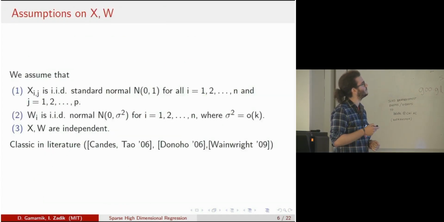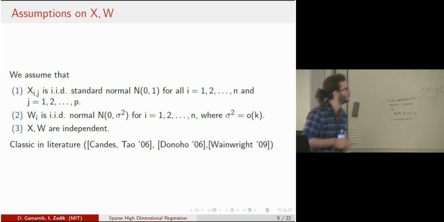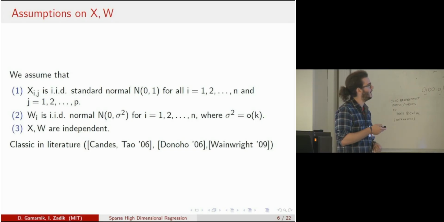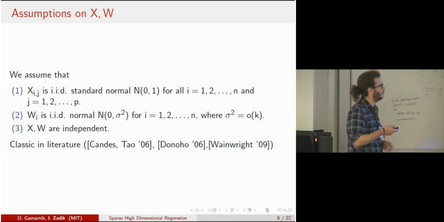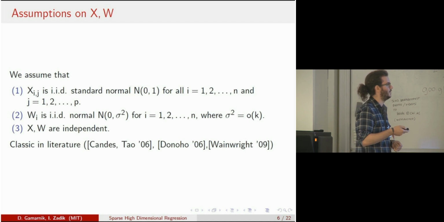We'll also make some assumptions on X and W. We'll assume that X has the classic assumption: X comes with IID standard Gaussian entries. W is Gaussian white noise, so we'll assume that it's IID normal with mean 0 and variance sigma square, and sigma square is much less than k. And X and W are independent.